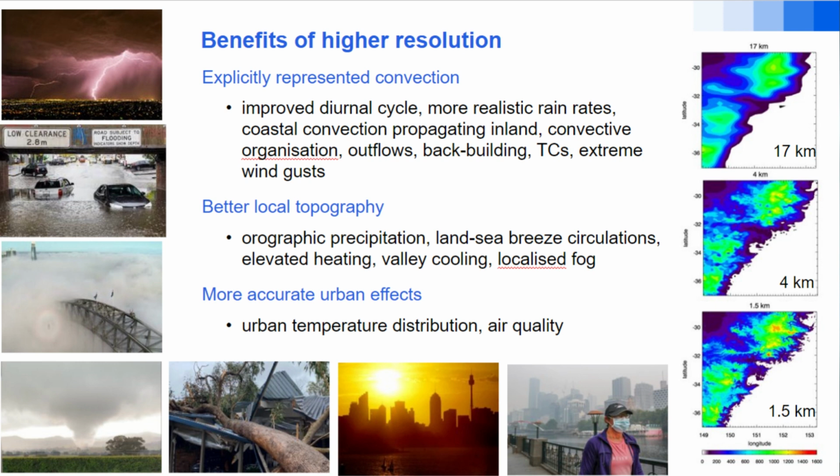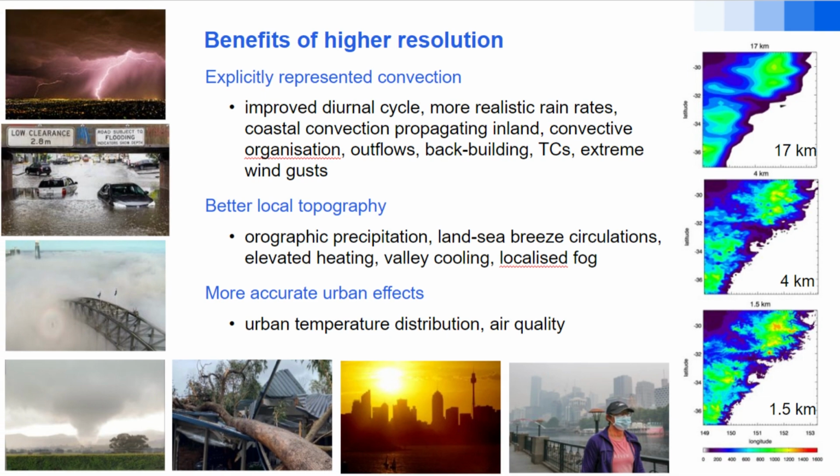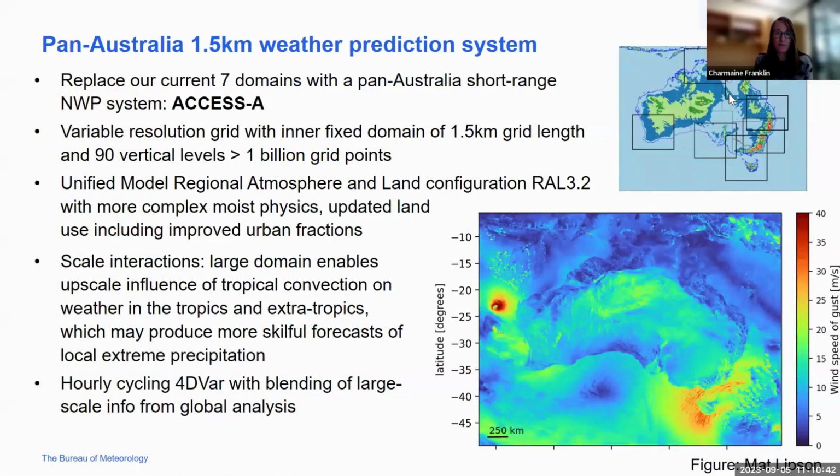We're using the Unified Model Regional Atmosphere and Land configuration called RAL 3.2. This has more complex moist physics in the model, so we do see much improved cloud and precipitation with the RAL 3.2 configuration. We've also spent quite a bit of time updating the land use in the model, which includes improved urban fractions.